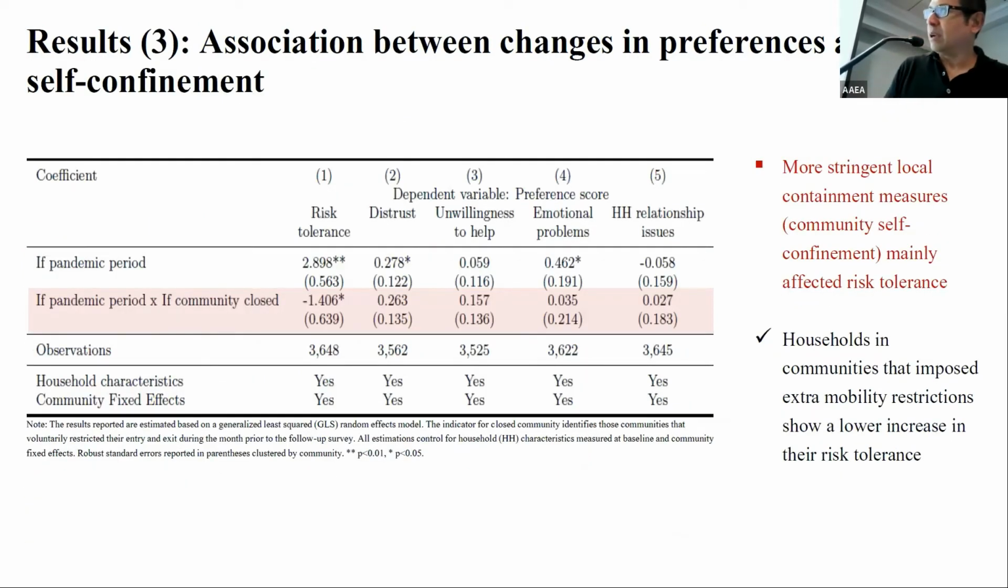Finally, we also assessed correlations between changes in preferences and self-confinement, whether the household was located in one of these communities that self-confined, which was the majority of households in our sample. We find that more stringent local containment measures mainly affected risk tolerance. Households in communities that imposed extra mobility restrictions show a lower increase in their risk tolerance. I don't show it here, but prior to the pandemic, there were no differences in risk tolerance between households located in communities that closed and those that remained open. So this change happened later, and in the map that I showed before, we don't see a geographic pattern where some communities in certain locations closed and others remained open. It's kind of dispersed, which also potentially rules out other sources of bias or exposure bias to the virus that could explain these results.